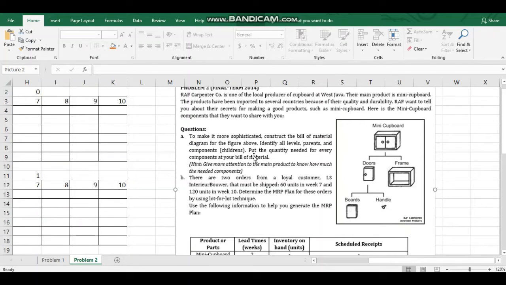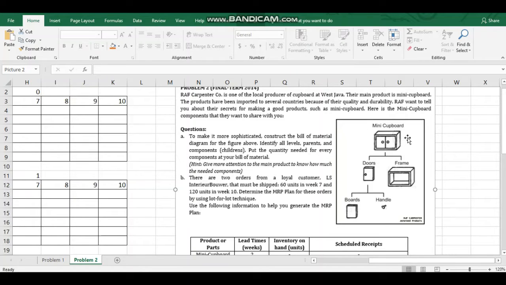Okay, first question A. They want us to identify all levels, parents, and components. So based on this figure, we know that the main product is the mini cupboard, right? So here we could say that the mini cupboard is a parent. And this mini cupboard has 2 components. They are doors and frame. So these doors and frame are the children of the mini cupboard.